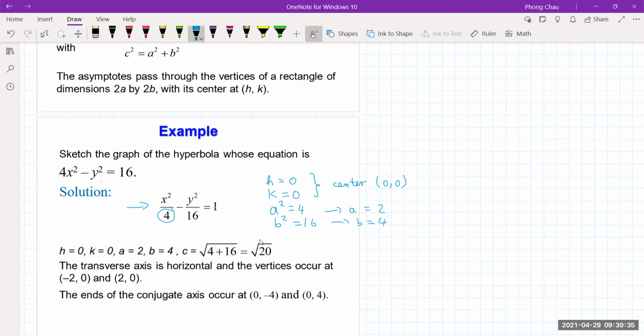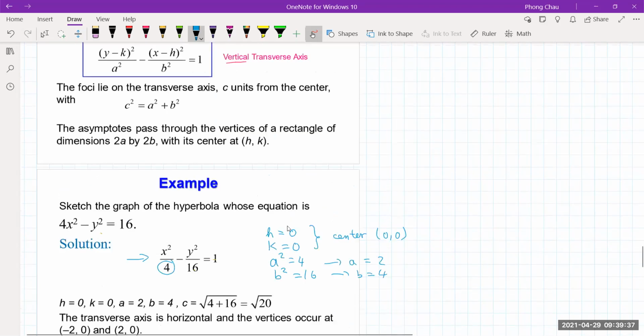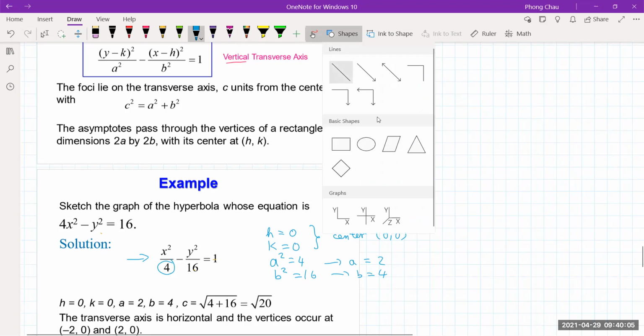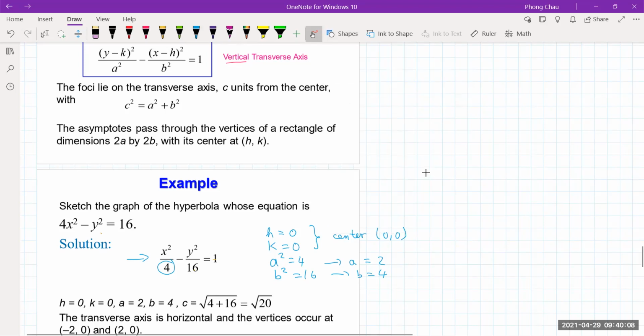And to figure out the locations of the foci, you're going to figure out c using the Pythagorean relationship, c squared equals a squared plus b squared. a squared is 4, b squared is 16. Then you take the root of both sides, solve for c, and we got the square root of 20. All right, and then from here, I can sketch the graph of the hyperbola using all the information that we just found.